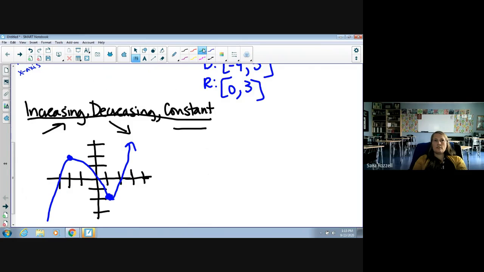Okay, how many different sections of the graph are there on this one? How many different sections? There are 3, right? We increase, then we decrease, and then we increase again. Okay, so it might help if you write somewhere on top or bottom that we are increasing, then we will decrease, and then we increase again.